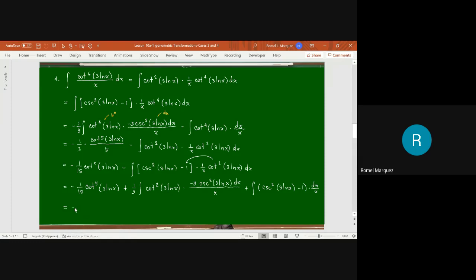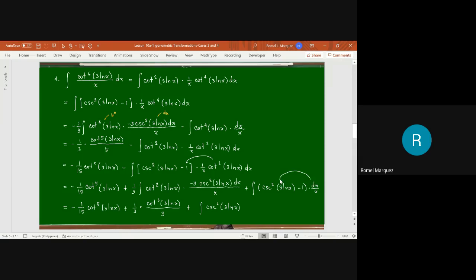So we now have negative 1 over 15 cotangent to the fifth times 3 ln x plus u to the n, integral of this is u to the n plus 1. So times 1/3, u to the n plus 1. What is that? U to the third, no? Of 3 ln x all over 3. And then plus, here, cosecant squared. What is the integral? I will put 3. I need 3. So, again, plus integral of cosecant squared of 3 ln x.